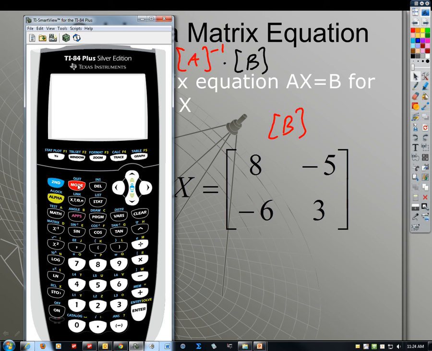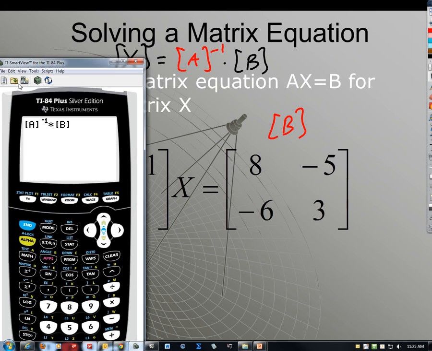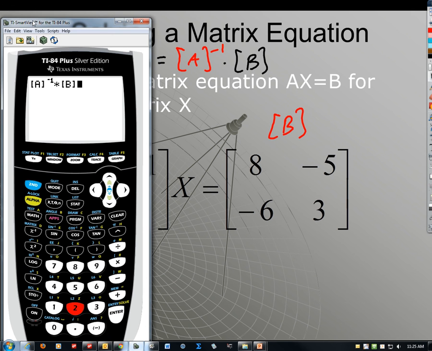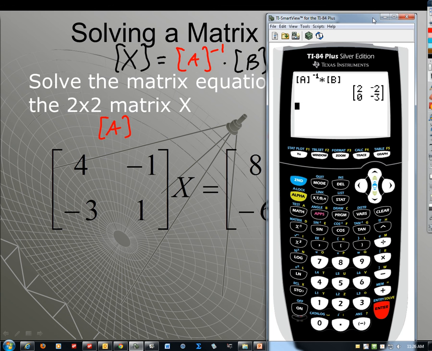Now I can just quit. And I'm just going to type in this answer. So I'm going to call up matrix A, invert it, right, push the inverse button, times matrix B. That looks right, doesn't it? Right, that's what I know it's going to equal, always. Hit enter. That's it. Okay, that's matrix X. All right, so that's really not a big deal.